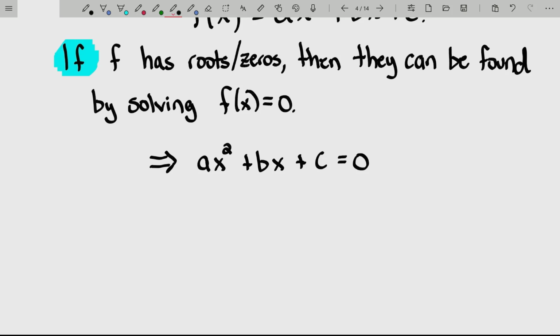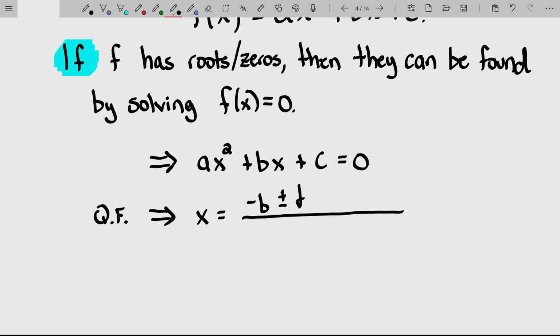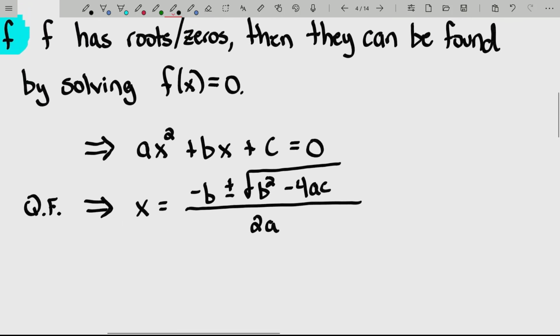So we'll set our function equal to 0. Notice that's a quadratic equation, and you can use the quadratic formula to solve for x. So that would give us that x is equal to a big old fraction. You know the quadratic formula from years of use: negative b plus or minus the square root of b squared minus 4 times a times c, all over 2a. And that's how most students memorize that. However, this can be written in a slightly different format.